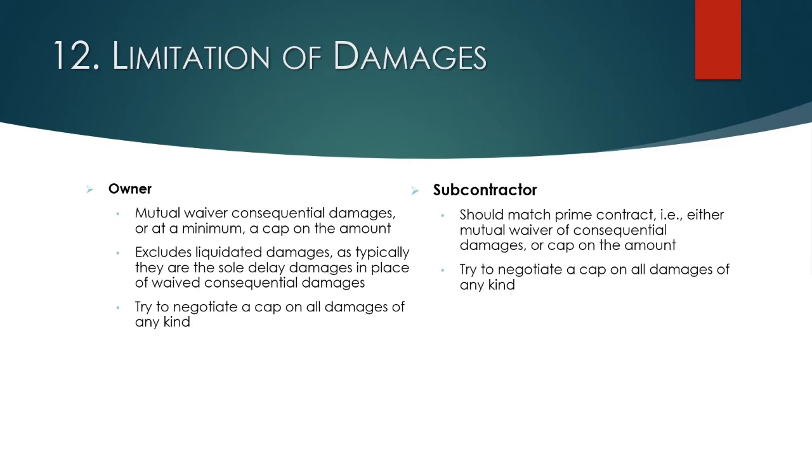So anytime I see an LD provision in a prime contract, I want to make sure that my client also has the ability to get paid for delay damages that the owner caused. It's only fair. With respect to the subcontract, whether there's a mutual waiver of consequential damages or not, you should try to match those with the prime. Now, if you can get the subcontractor to waive its consequential damages, and as the general contractor you're not waiving that, great. I've done that before. But to the extent you can't, again, try to negotiate a cap on the subcontractor's damages of any kind.